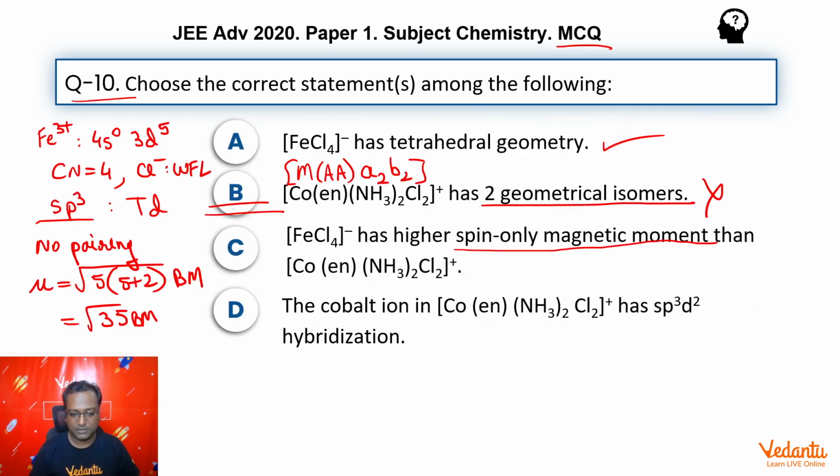Let's go back to our options. So it has a higher spin-only magnetic moment? Absolutely correct. And the cobalt ion in this has sp3d2 hybridization? Incorrect. It came out to be d2sp3.